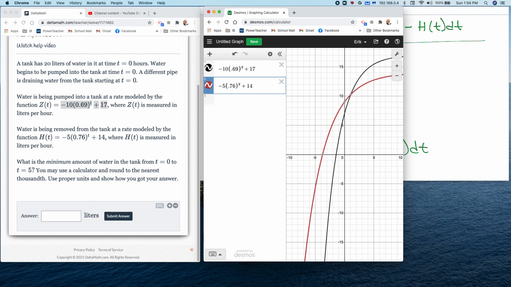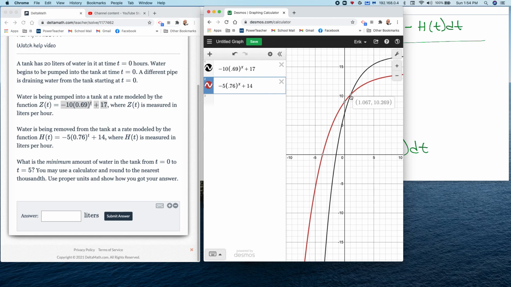Now notice, these two things intersect right there. The black one is the rate at which it's being pumped in. The red one is its rate at which it's removed. Notice that as long as the red one is above the black one, more water is going out of the tank than in the tank.